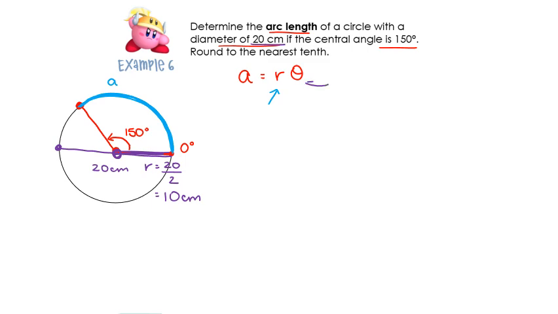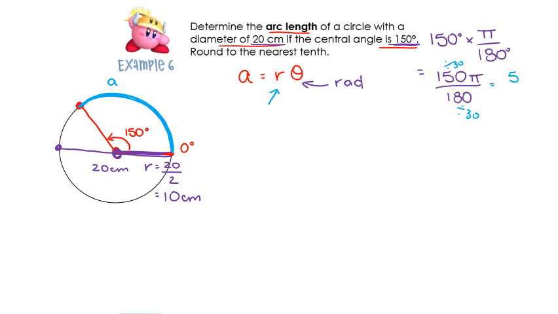Now the angle in this formula, theta, has to be measured in radians. Right now we're given 150 degrees, so what we have to do first is convert this 150 into radians. All we'll have to do is multiply it by a ratio of pi over 180. On top, we get 150 times pi, which is 150 pi, and on the bottom is just 180. If I reduce this down to lowest terms, I just need to divide 150 and 180 by a common factor of 30, which would result in a radian measure of 5 pi over 6.